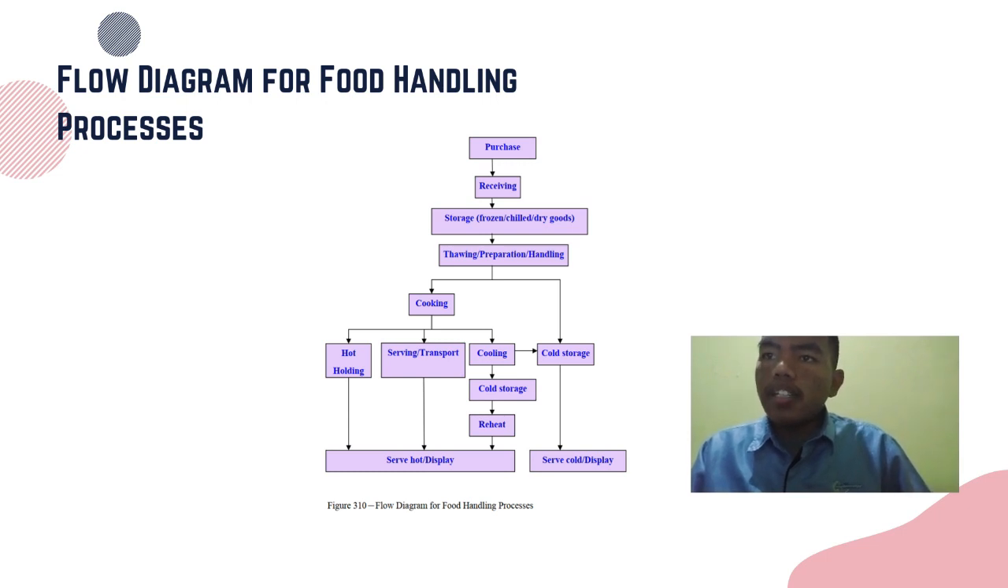And after cooking, we can see hot holding, serving, transport, and cooling. The first we move to is hot holding. Potentially hazardous food that has been prepared and cooked, and is to be served hot, should be held at a temperature of at least 90 degrees Celsius.